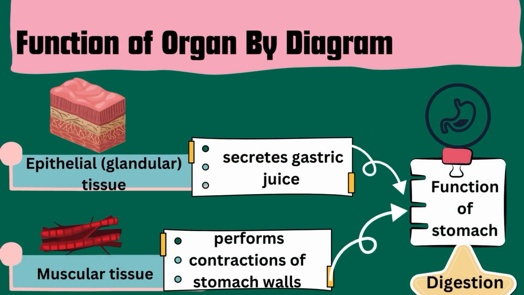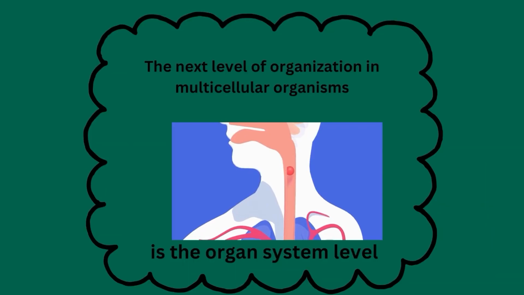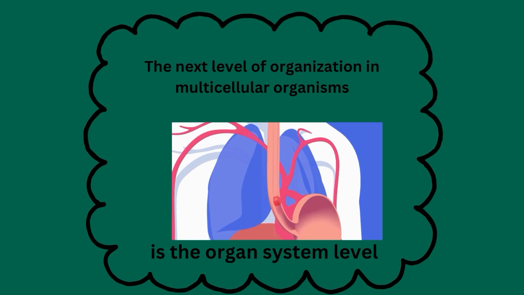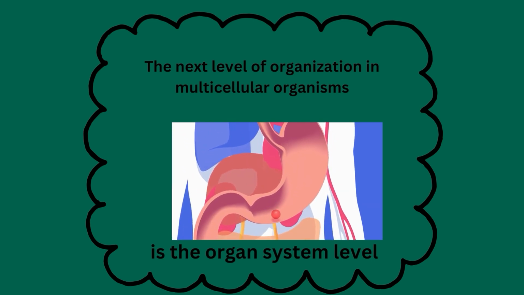This diagram shows how two tissues are performing their work, and their collective action becomes the function of the stomach, that is digestion. Epithelial tissue secretes gastric juice and muscular tissue performs contractions of the stomach walls for grinding of food. The next level of organization in multicellular organisms is the organ system level.